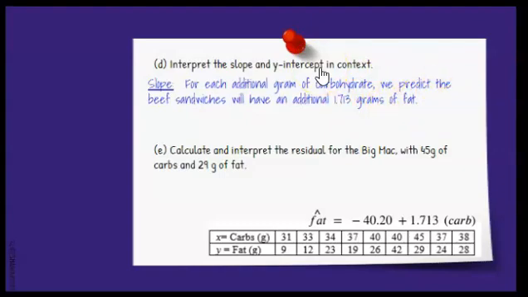Now y-intercept, remember, is when the x value is 0. So that would mean when there's 0 carbs. What's the fat content? Well, negative 40 grams of fat.